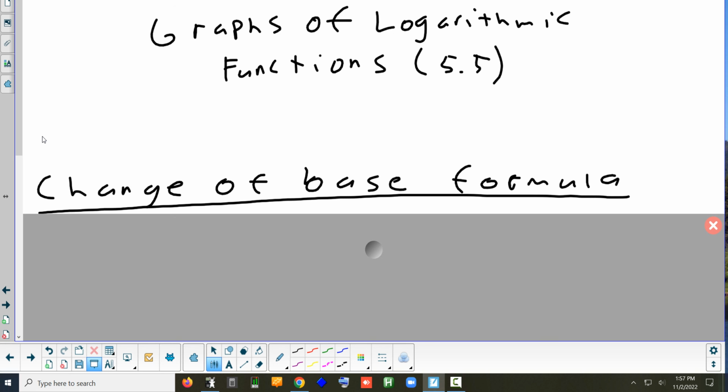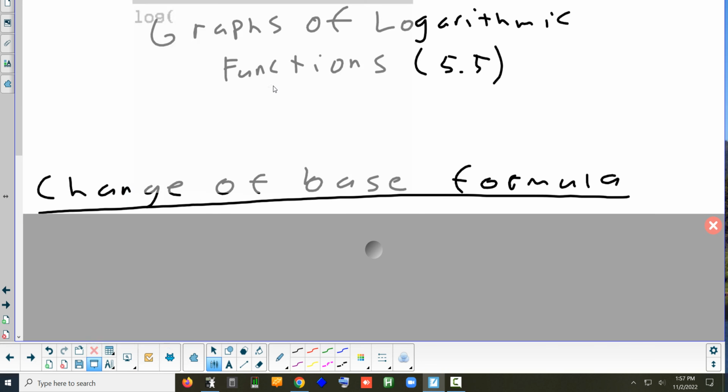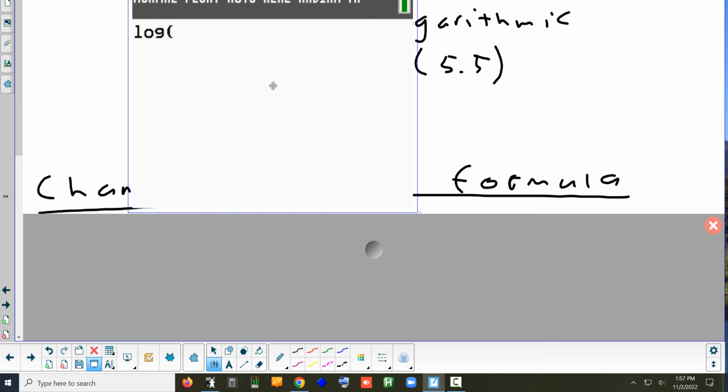And one other thing I'm going to show you is how can you type in a log that's not one of the bases the calculator can do. The calculator can only do two bases. If I press the log button, what base is the calculator doing, even though it's not written?